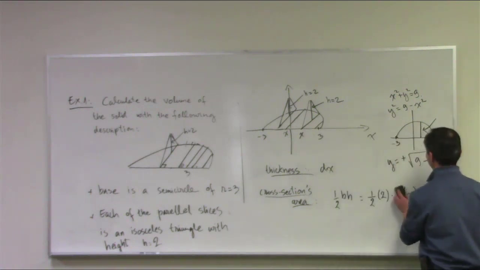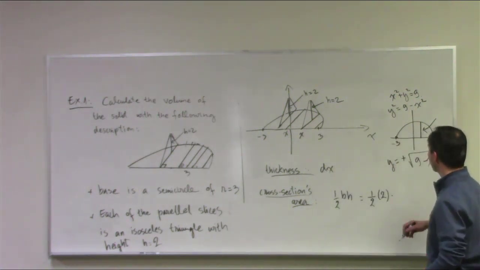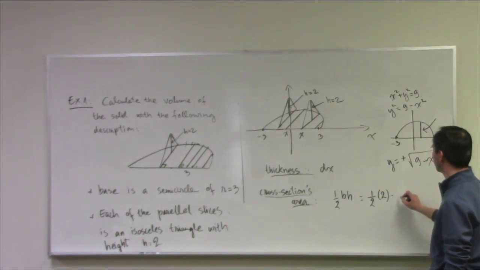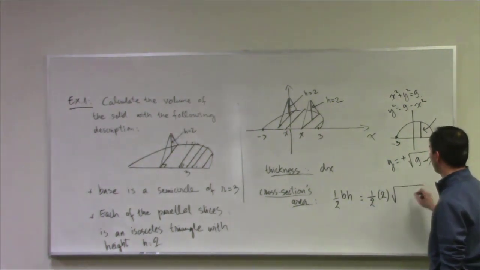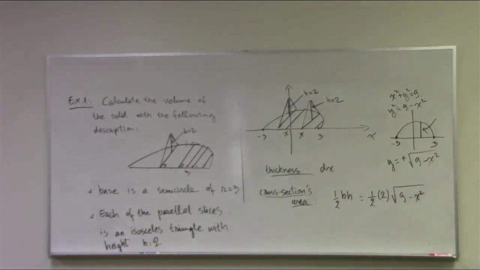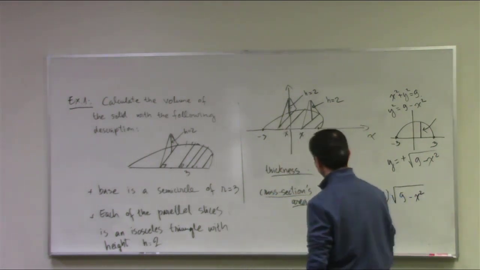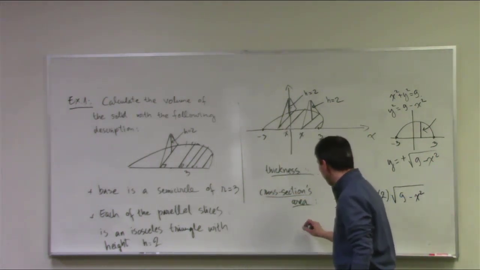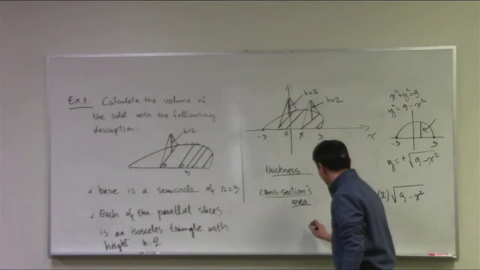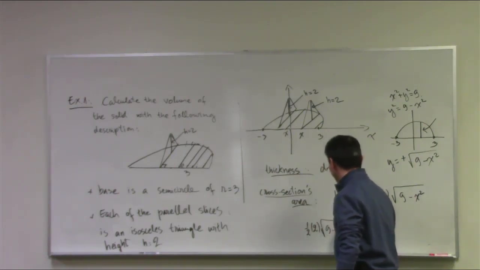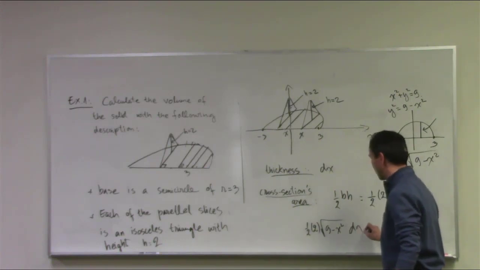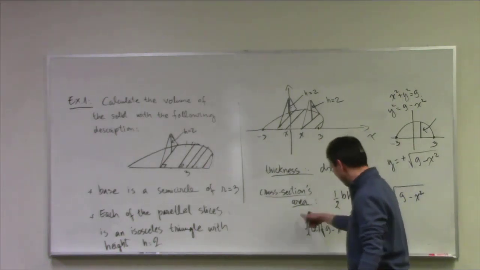So now, that's what I'm looking at again. The base right there is the square root of 9 minus x squared. So putting it together, the volume of one slice is going to be 1/2 times 2, which will eventually cancel, times the square root of 9 minus x squared times dx. We're good there? Okay. That's the volume for one slice.